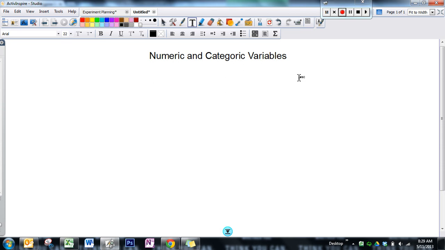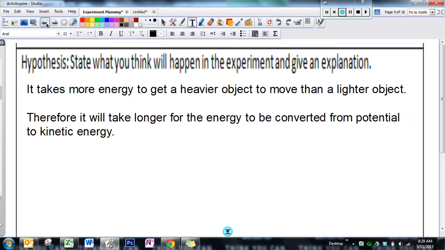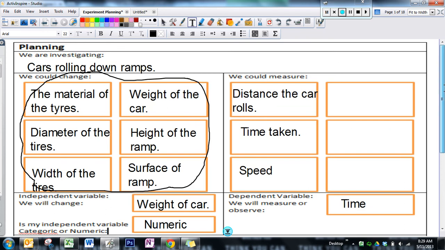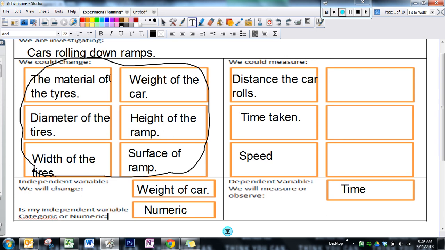So when you're making an experiment, you always plan all of the different things that could affect an experiment. For this experiment, we're doing cars rolling down ramps, and we've written down everything that could affect the car rolling down the ramp. So we said the material of the tire, the diameter of the tires, the width of the tires, the weight of the tires, the height of the ramp, the surface of the ramp. Now we decided that the one thing we would change is the weight of the car. Now we have to decide, is that numeric or categoric?